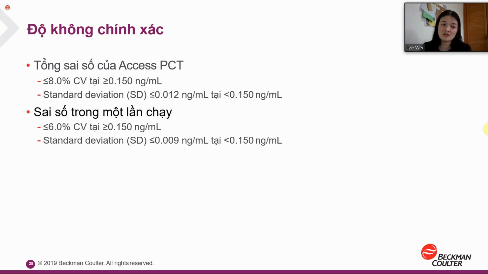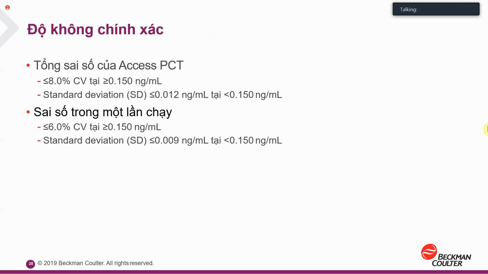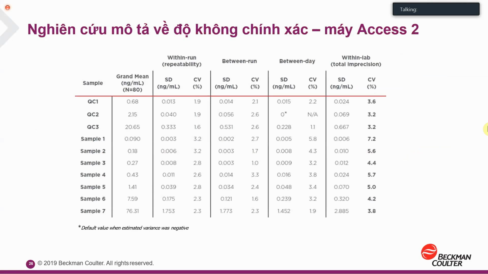Just a little bit more information on the imprecision claims. We see that the total imprecision for Access PCT is less than 8% CV at more than 0.15 nanograms per mL. And within-run imprecision, again, is less than 6% CV at concentrations of 0.15 nanograms per mL. In the subsequent slides, I will quickly run through some of the imprecision studies that we have on hand. And I think this is important because, when measuring PCT, whether it's for diagnosis or prognostic purposes, you want to make sure that the CVs are low and the assay has excellent low end precision.